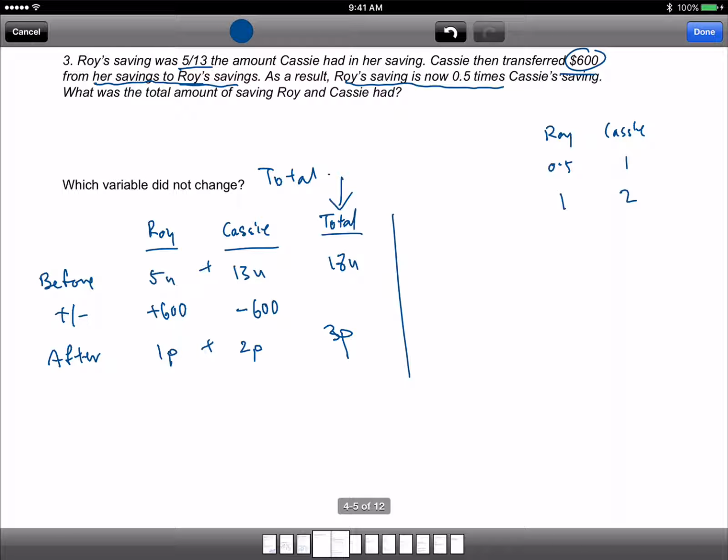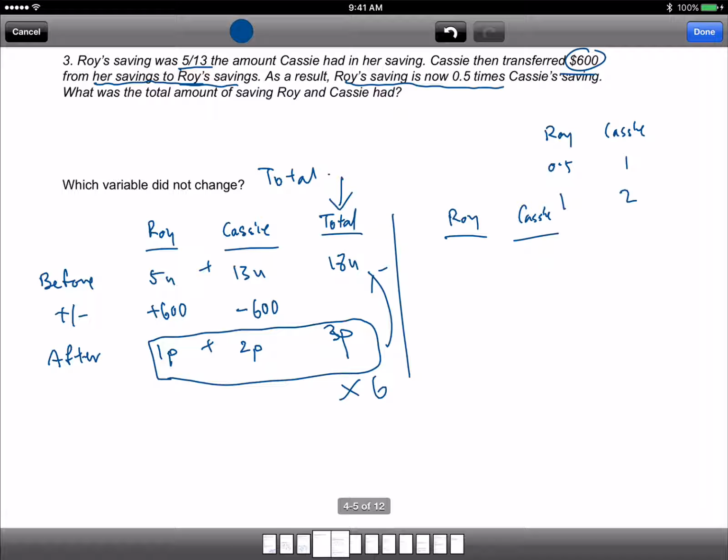I need to make this the same. Let's draw another table. So I have Roy, Cassie. Now I need to see what is the common multiple between 18 and 3. That has got to be 18. So I want to make total 18. That means this whole row needs to multiply by 6 to become the same as 18, since the total did not change. Okay, so let's take a look. The top part remains the same.